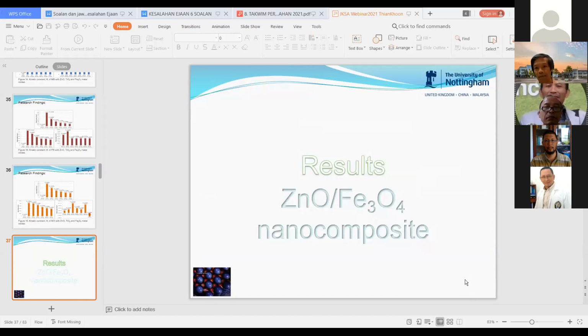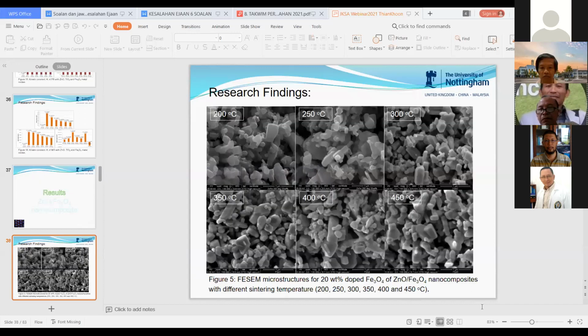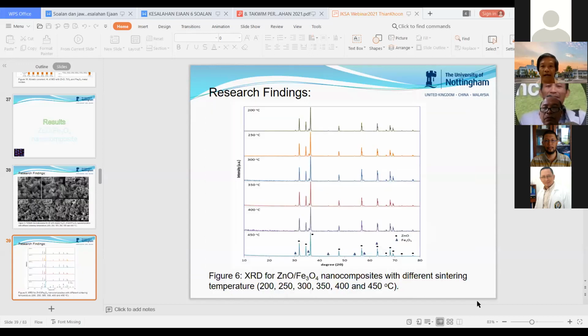So we go one by one. First, we look at the zinc oxide with iron doping. For zinc oxide and titanium, we change the sintering temperature. Although we change it, the morphologies look similar, with not much change. Then we look at the XRD, and it also seems quite similar.